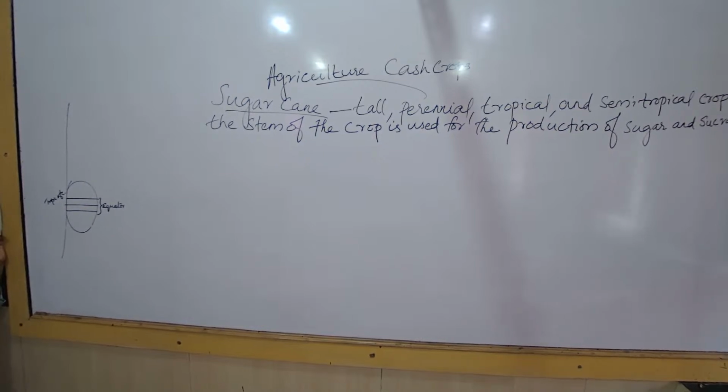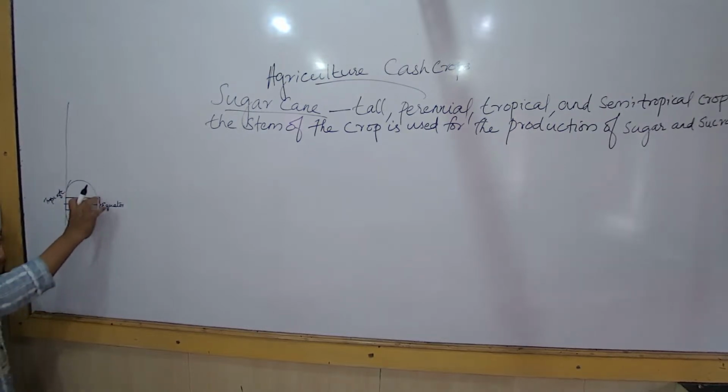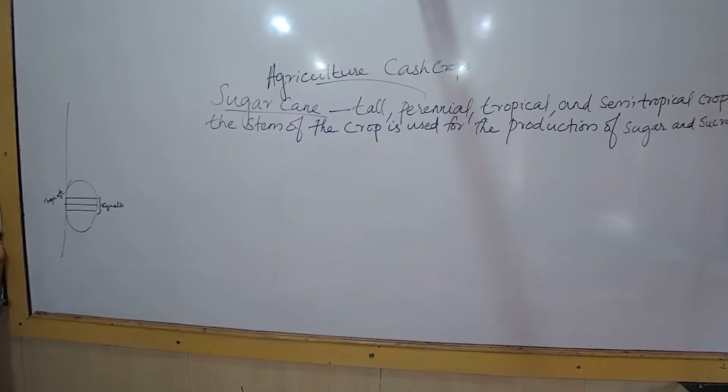I was just marking this region. This much region is the tropical region, between the Tropic of Cancer and the Tropic of Capricorn. The zones are divided on the basis of heat. When the sunlight is direct, it is the torrid zone.